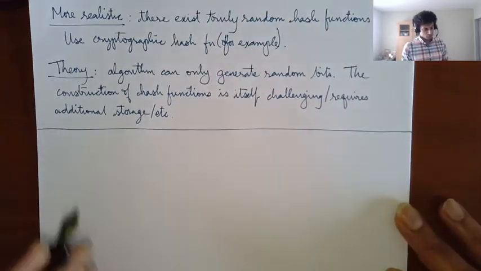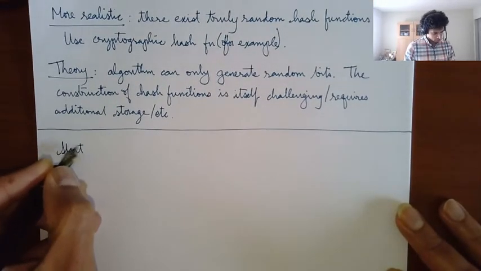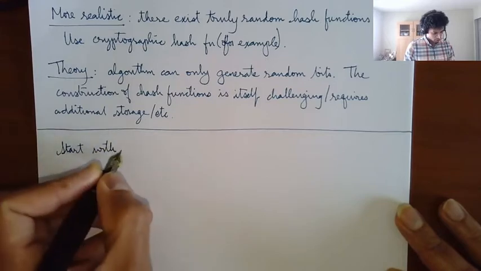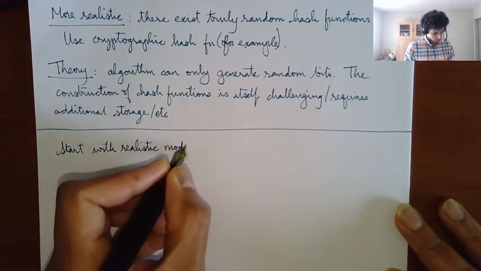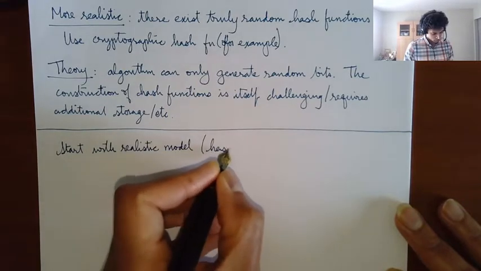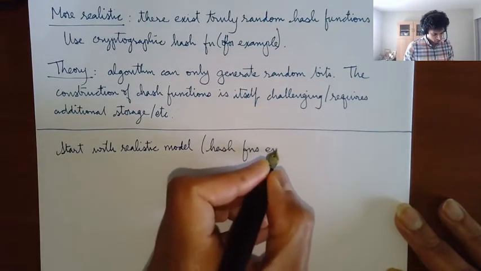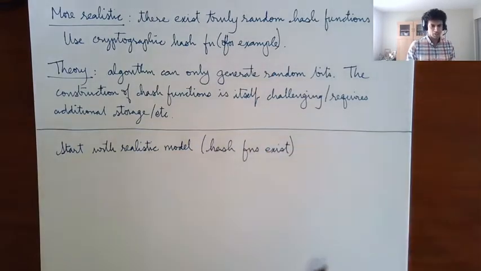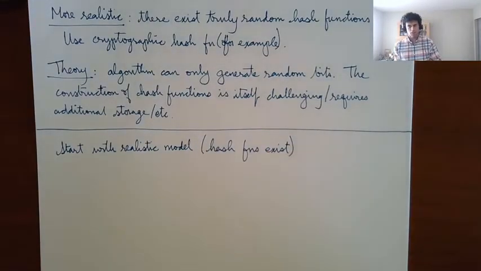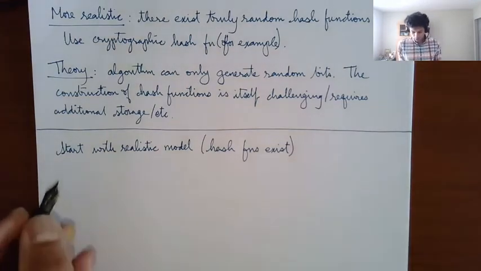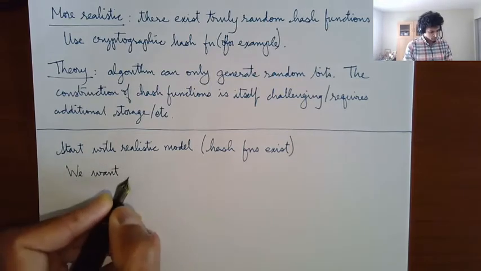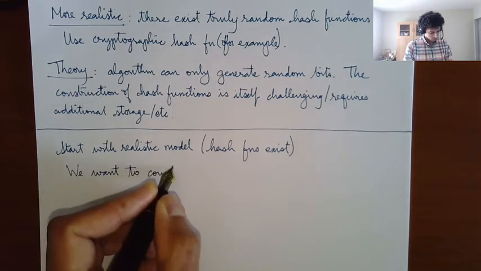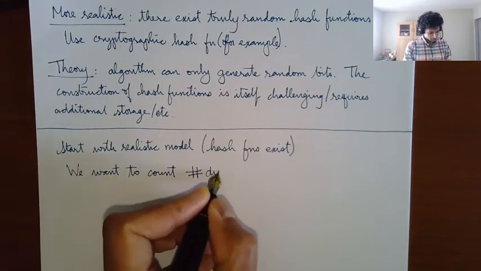So let's start with the realistic model. So hash functions exist. By hash functions, I mean truly random hash functions, and we'll discuss what exactly I mean by that. So we want to count the number of distinct elements.